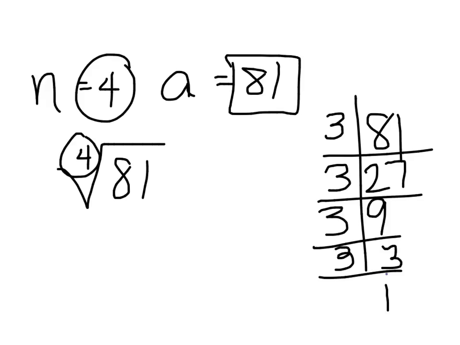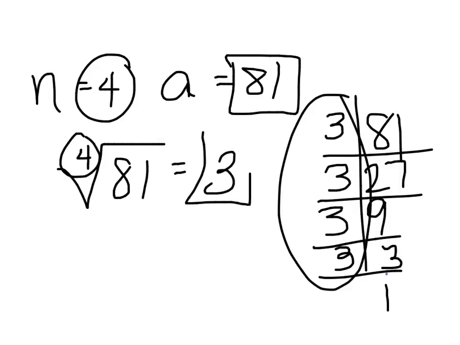Therefore, I'm looking for 4 of the same. Do I have 4 of the same things? Yep. What do I have? 4 3s. So my answer is 3. Done. Okay? Number 2.